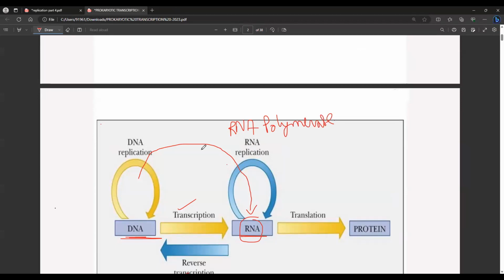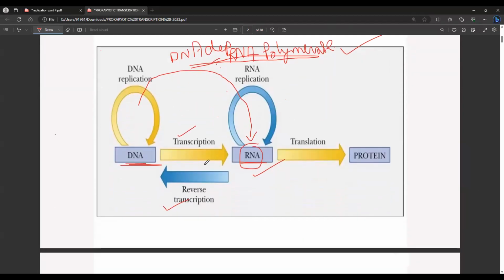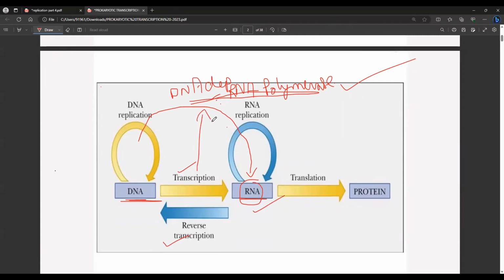But what is the question? The question is, RNA polymerase enzyme is dependent on what? It is always DNA dependent RNA polymerase enzyme. What enzyme is it? DNA dependent RNA polymerase enzyme synthesizes the RNA. Now you listen. This is the process of transcription.